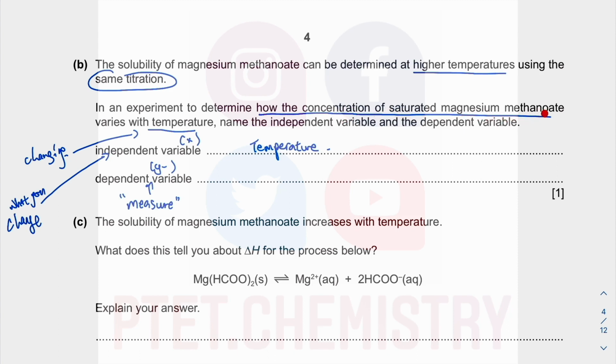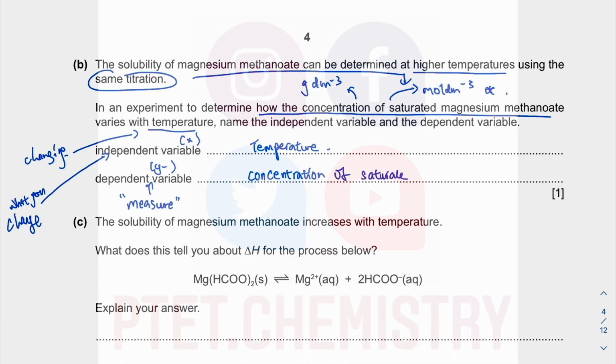Concentration of that saturated magnesium methanoate, and that concentration can be in gram per dm cube. But when you work it out from the titration, this will be in mole per dm cube. So essentially we are working out the concentration of the saturated magnesium HCOO twice in mole per dm cube, because that's what you're measuring from your titration. All right, and because that concentration is in mole per dm cube, it will tell you the solubility of the magnesium methanoate in 1 dm cube.